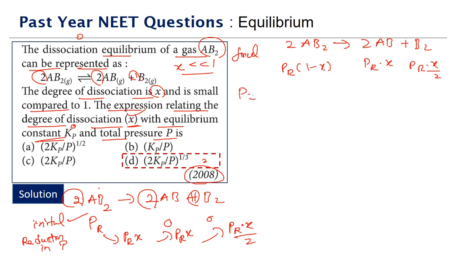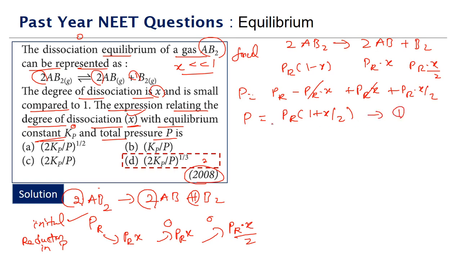Sum of all these values, right? So if we add them, what are we going to get? We can see that this is PR minus PR into X plus PR into X plus PR into X by 2. So we are basically adding all of them, because at equilibrium there will be reactant as well as products. So the total pressure will be equal to PR into 1 plus X by 2. Let us keep it as one equation.